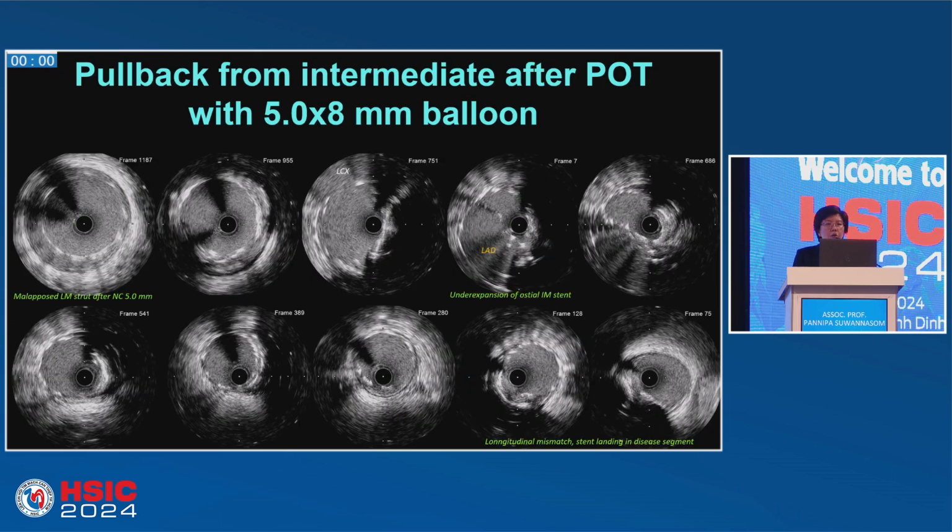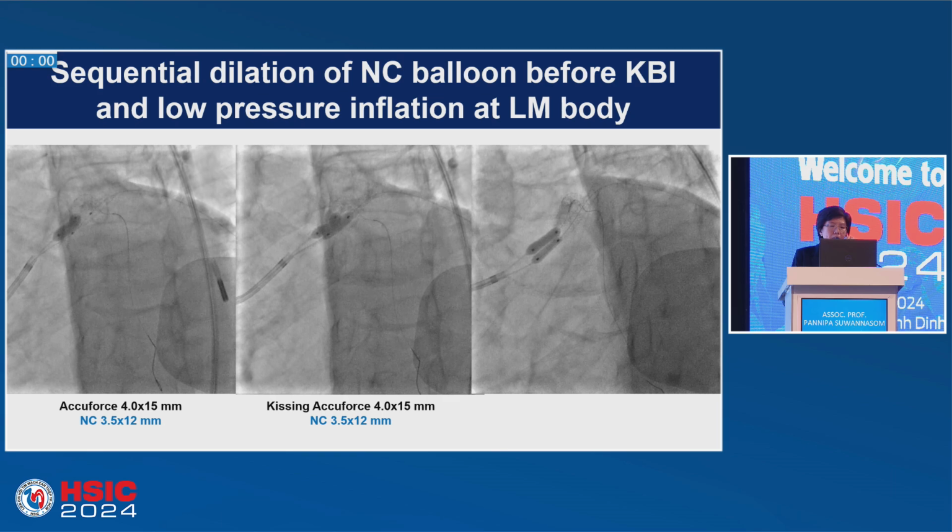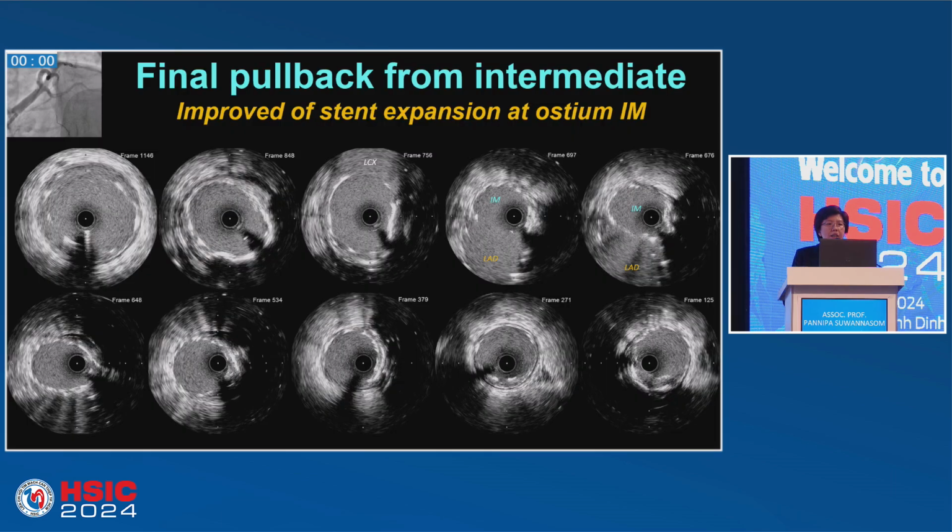So now we go to check the intermediate. As you can see, the kissing has been done with the NC and with the stent, and with the stent you cannot have enough force to open the strut well. So if you stop without seeing this and think that you already did the kissing, this would be catastrophic, right? Because it's under-expansion of the ostial intermediate stent. So finally, what I have to do is the kissing again with both NC balloons, and then do the imaging.